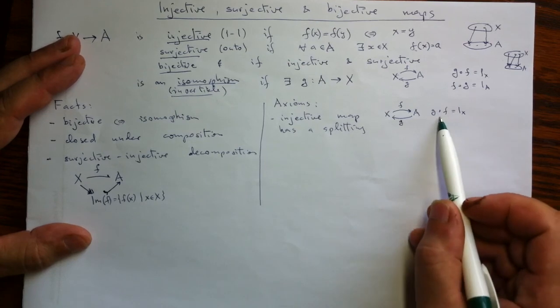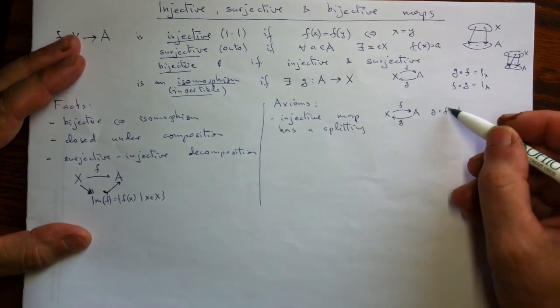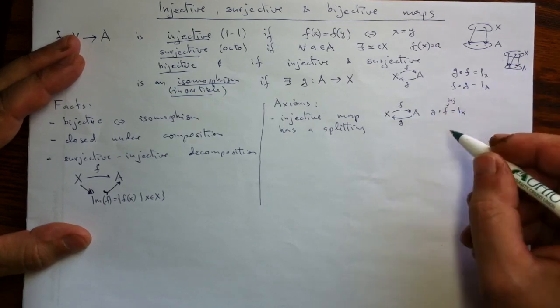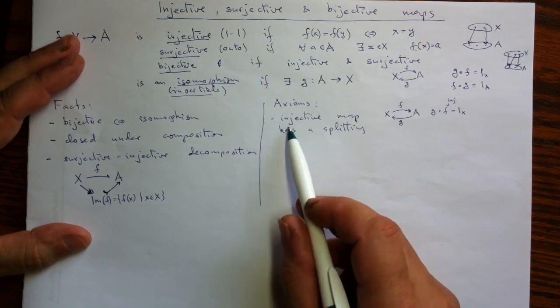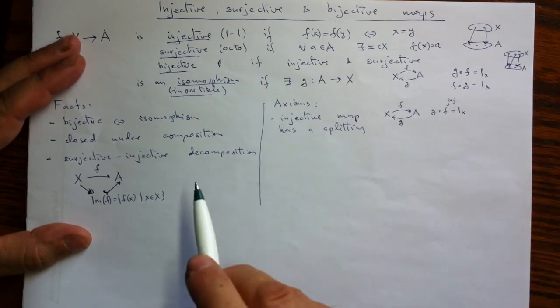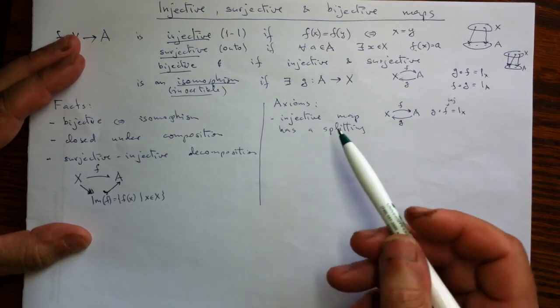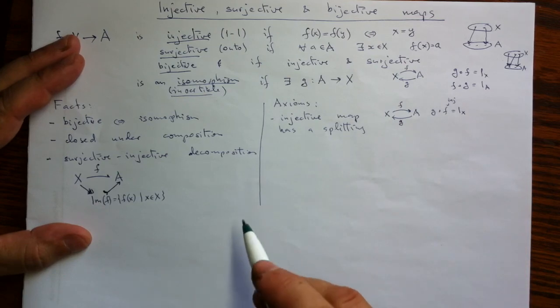So that is all. Okay, if we have this condition, you could prove that F is always injective. But this axiom is saying that it is if and only if. So what really is involved in, say, producing such a splitting?